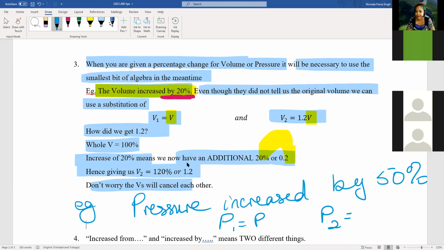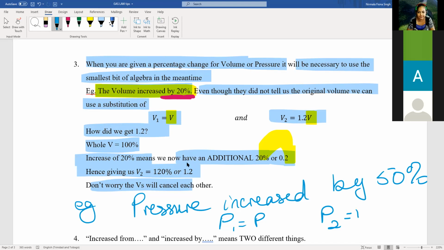You could put it in the chat. It's 1.5? 1.5. Very good, 1.5P. Now we have two numbers we can work with. The P's are going to cancel when we have to multiply and divide, and that's all we're going to get. Let's try the next one. 150%, that's correct.